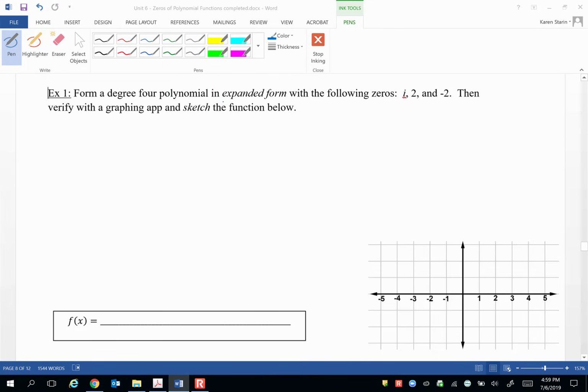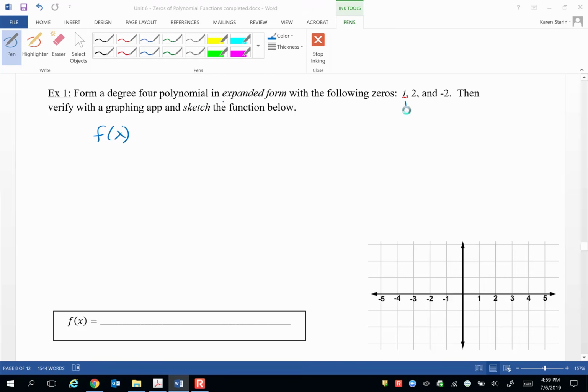Example 1. Form a degree 4 polynomial in expanded form with the following zeros: i, 2, and -2. Then verify with the graphing app and sketch the function below. So let's look at f of x as a product of its linear factors.